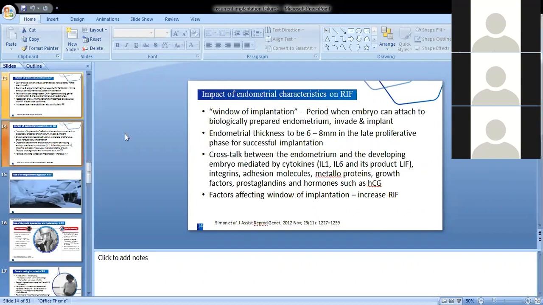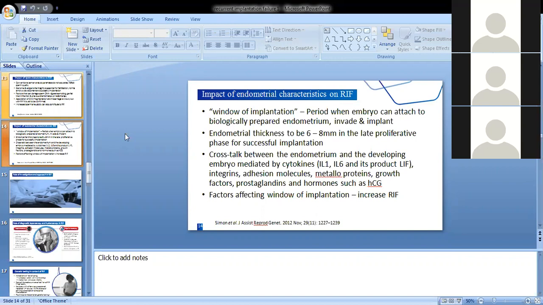Now another important aspect is endometrial characteristics. We know this concept, that is window of implantation. So that is the time period when the embryo can attach to the biologically prepared endometrium. After that they invade and they implant.